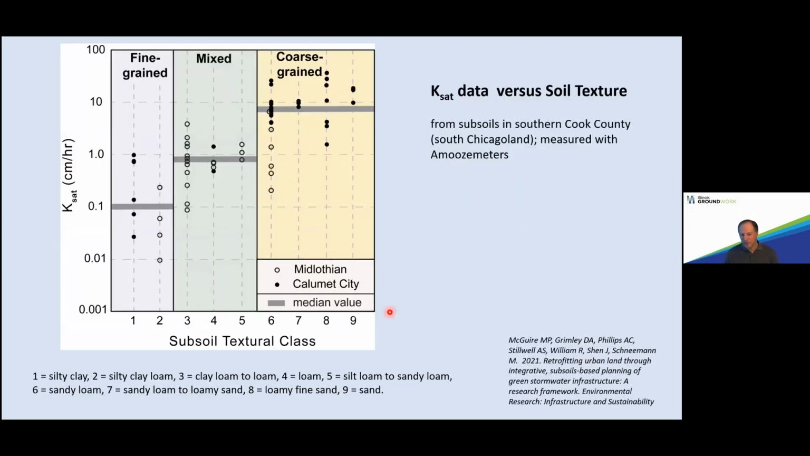So now we have some real world examples of measurements we've taken as part of our project in southern Cook County, Illinois. Fine grain textured materials, clay materials, tend to have very low Ksat values. Mixed texture materials tend to have moderate values, and coarse grained or sandy textured materials from ancient beach ridges have high values. And the variability in here is probably due to some of these other biological and compaction factors that are not accounted for by the texture.